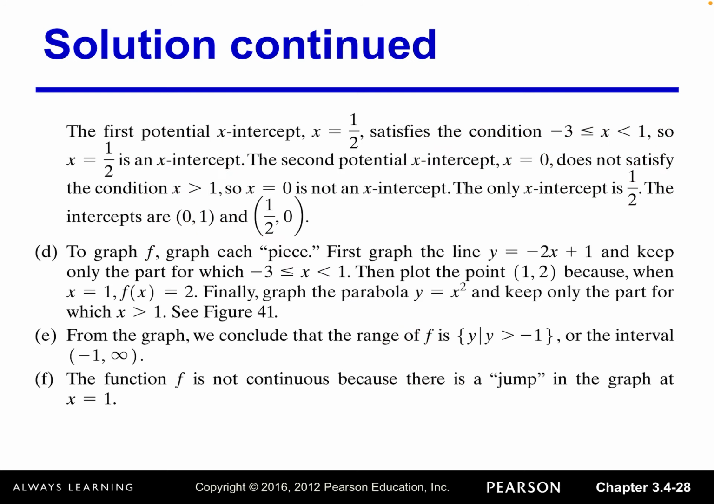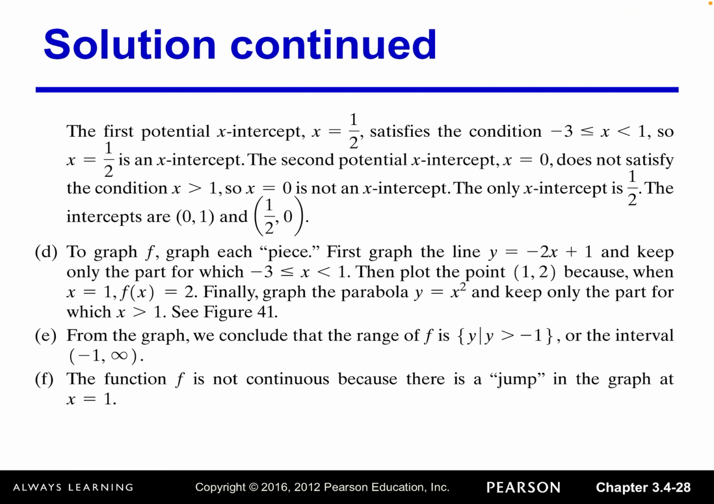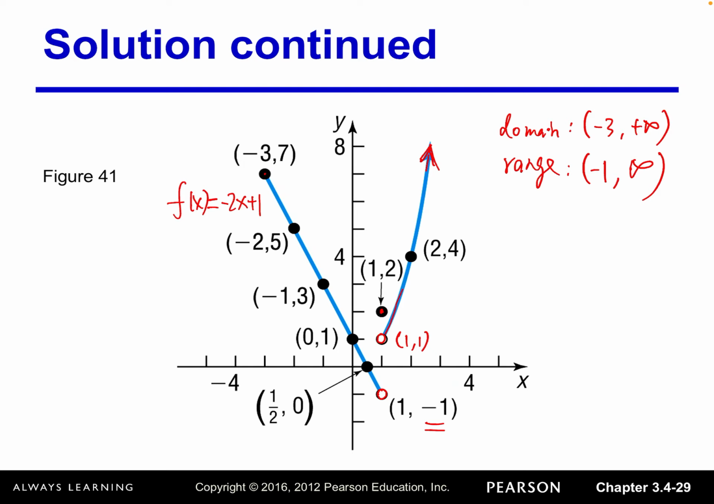Let's go back to the question. The last question asks, is the function continuous on its domain? Obviously, it's not continuous. There are 3 pieces, and they're not continuous. It breaks up from here, then jumps to this point, and then jumps again. So the graph is not continuous on its domain. And I believe this is the last slide of section 3.4.